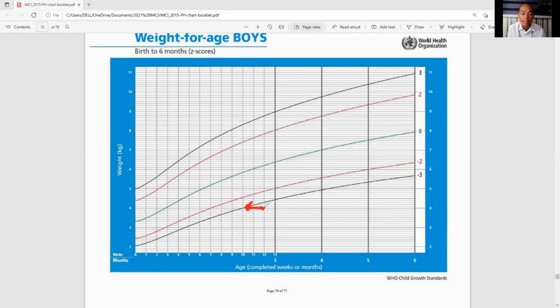So I am at -3. Ideally for 12 weeks, to even reach 0, the child should be around 6 kilos. Okay, so 6 to 7 kilos. If the child goes beyond more than 7 kilos, he is at 2 already. Okay, so that is the z-score of the child. So I hope you understood that.